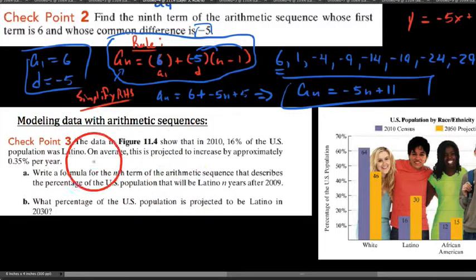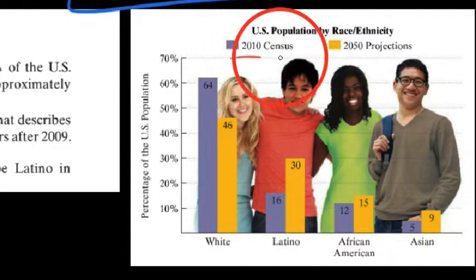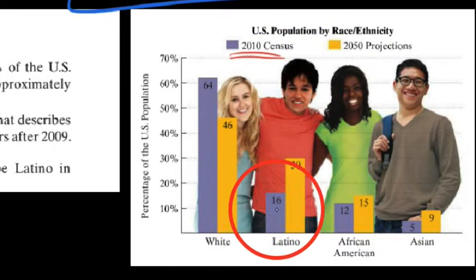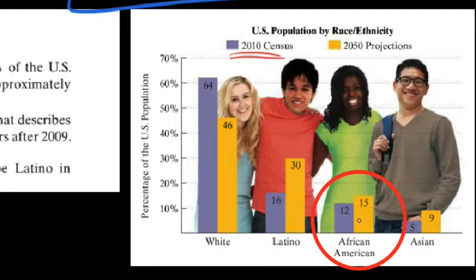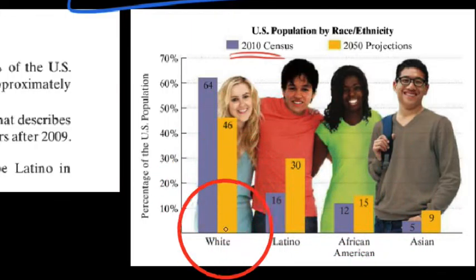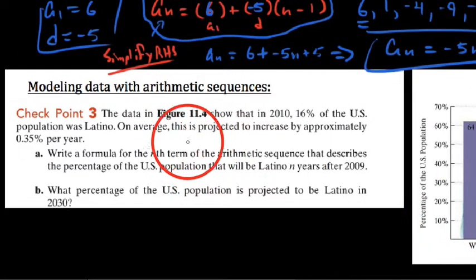So let's take a look at another example, which we're going to model with some arithmetic data, but finding a rule and how that's helpful. So it says, the data in figure 11.4 show that in 2010, 16% of the U.S. population was Latino. And so we can see Latino here. It says that 2010, this is the purple data here. Looks like we have 16% here. And then we have our 2050 projections, which all of these go up except for the white category here. Interesting. But we'd say, okay, so on average, it is projected to increase by approximately 0.35% per year.